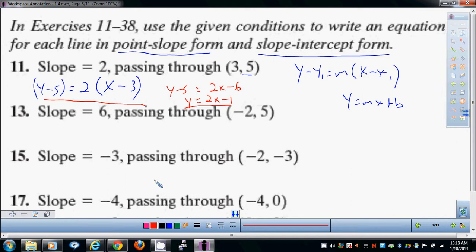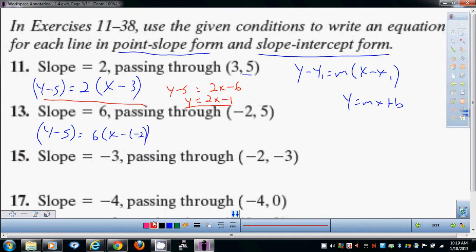Just pick one. How about, you said 13? 13 is fine with me. 13, point slope. Y minus my y value equals slope times x minus my x value, which you can change to plus 2, but I'm just going to leave it.